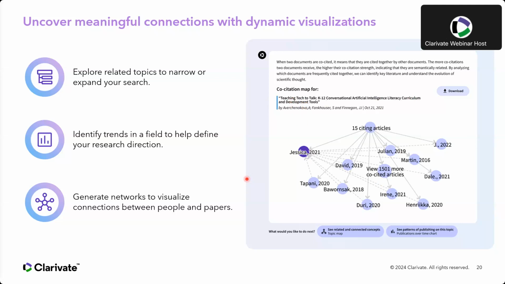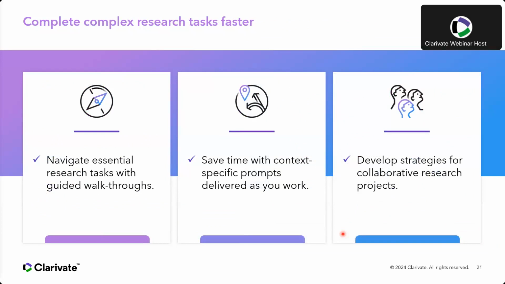I'll show you in a moment how it looks like. And you can generate such networks. So this is at the researcher level, like the authors of the papers, but you can do the same at the concept level. Okay. So you want to go through tasks with walkthroughs, save time with context-specific prompts, and you can develop strategies like, okay, I have now a better understanding of the literature. Maybe that's not a good idea to do this work, and I will adapt and do something else. If I search on authors, then I might find potential collaborators, right? Because I know that we share some interests.